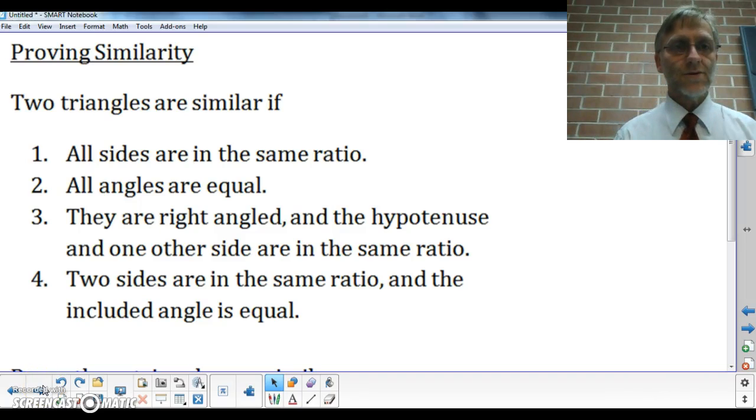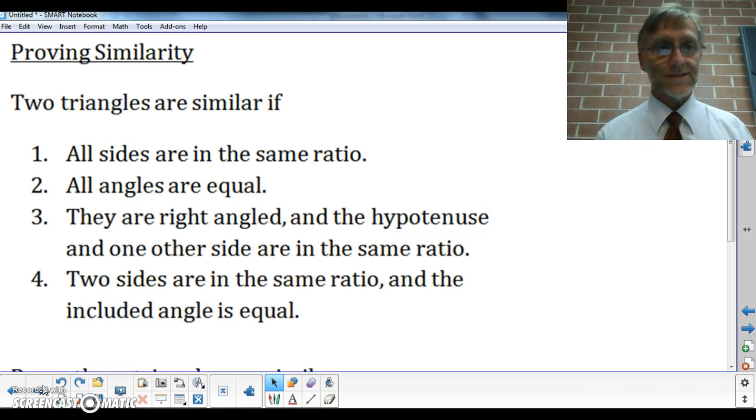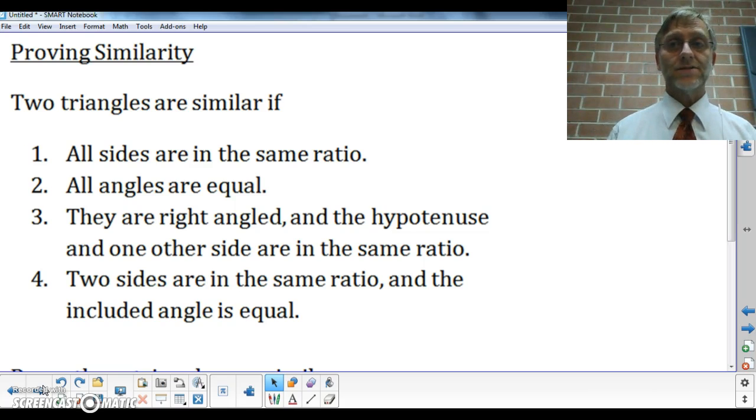Good morning. You're looking at the notes for proving the similarity of two triangles. Remember that similarity is what you've got if you have two triangles that are the same shape, they have the same angles, but they're not necessarily the same size. But that means that all the sides must be in the same ratio. And that's the first 2 points on these notes.